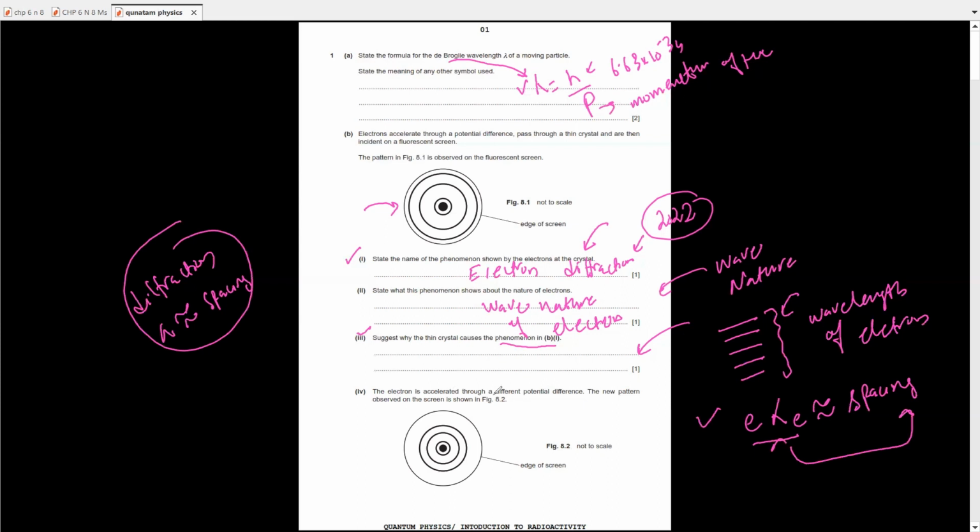Now, the electron is accelerated through a different potential difference. The new pattern observed on the screen is shown in this figure 8.2. Let's get to the next part.